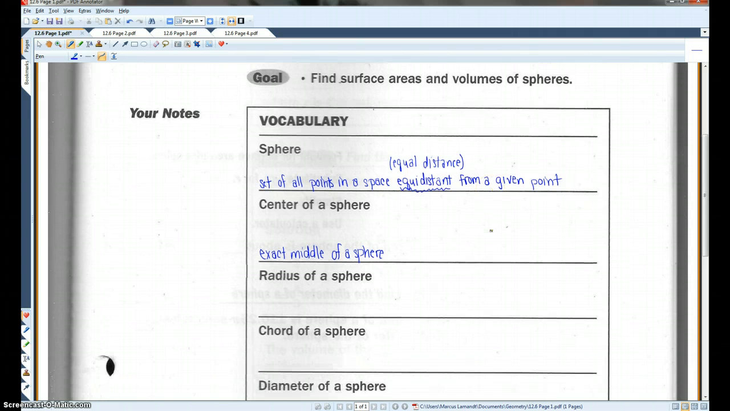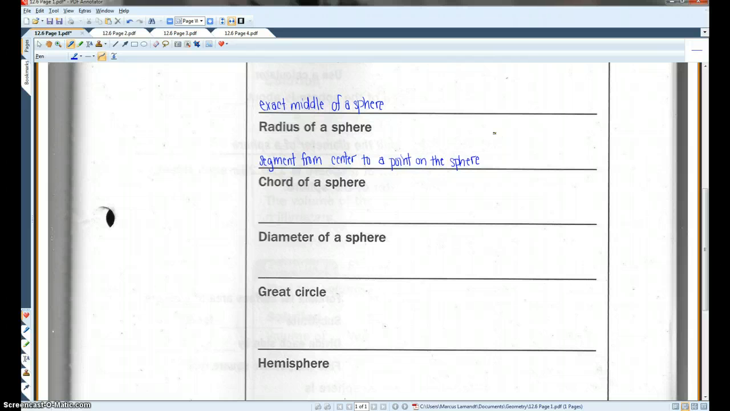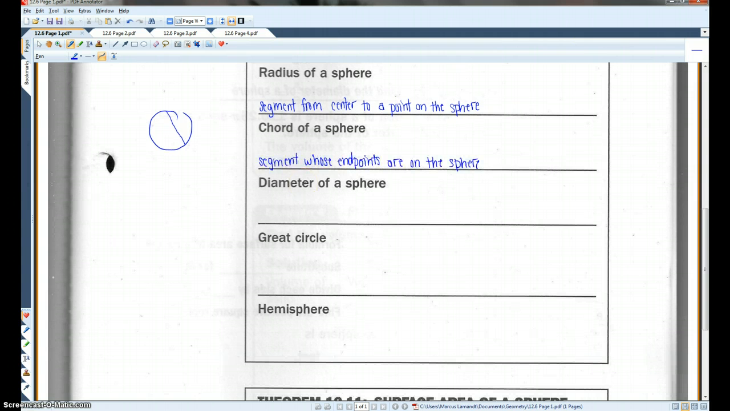The radius of a sphere is a segment from the center to a point on the sphere. A chord of a sphere is a segment whose endpoints are on the sphere, kind of like a chord of a circle. It looks like this. Same thing, but think three-dimensionally. The diameter of a sphere is a chord that contains the center.